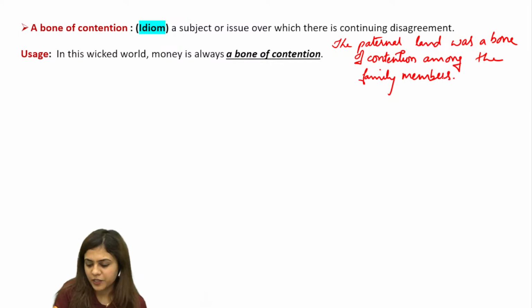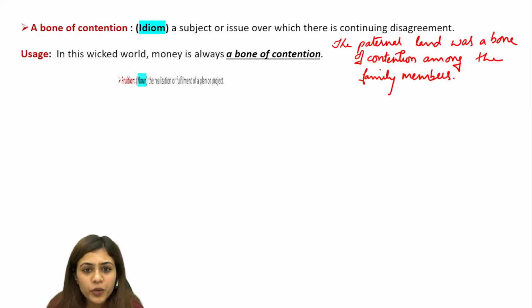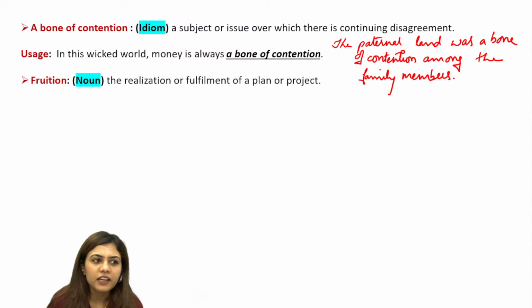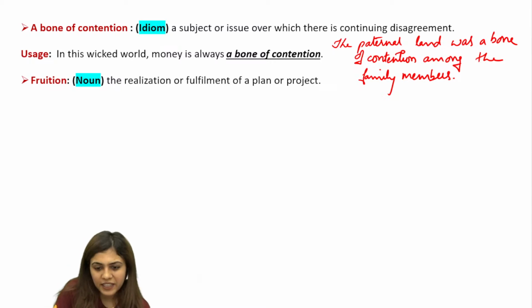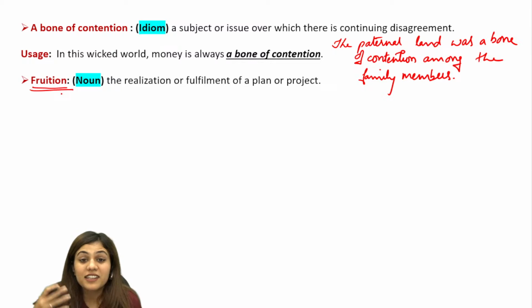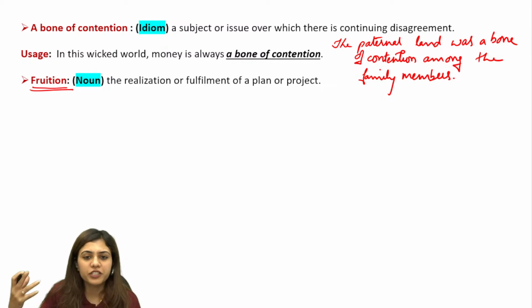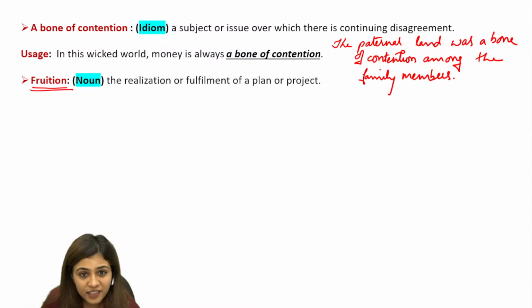Let's see the next word. The next word is fruition. Fruition, I think this word you can relate to something being fruitful. Basically, you're getting the fruits, or you're getting success for something that you have put in a lot of hard work. So, the realization or fulfillment of a plan or project.